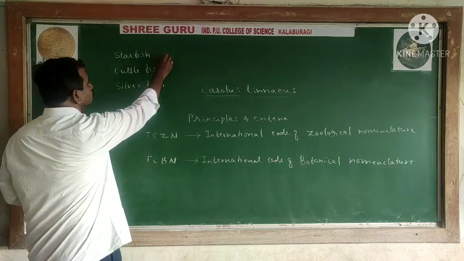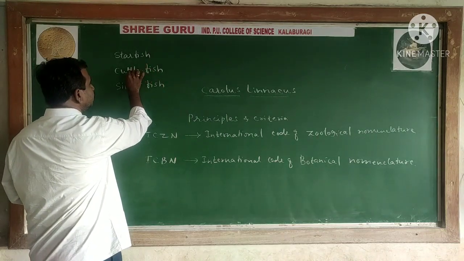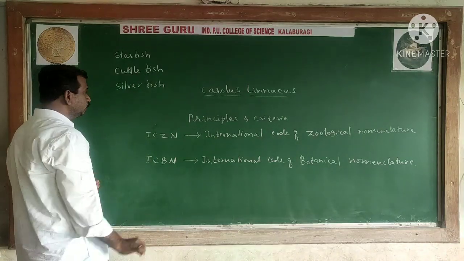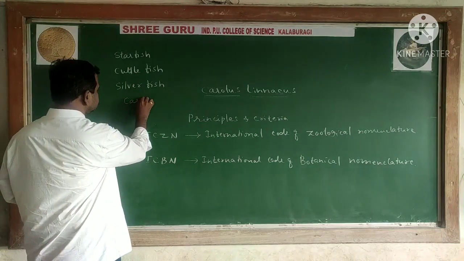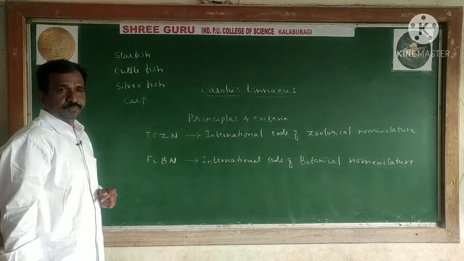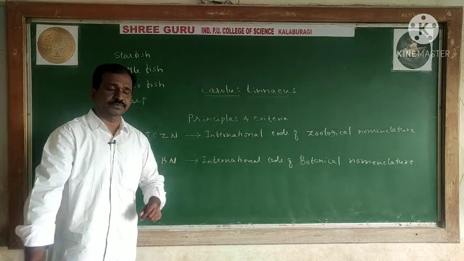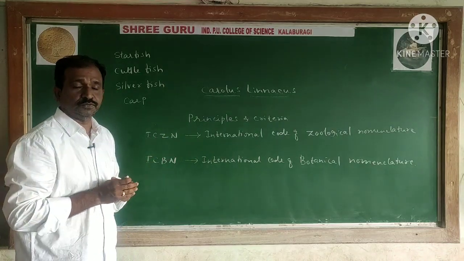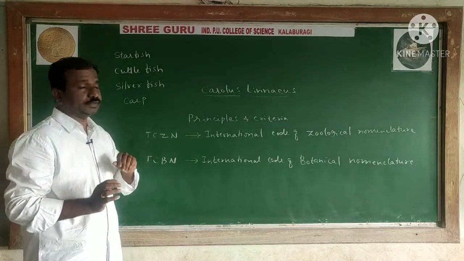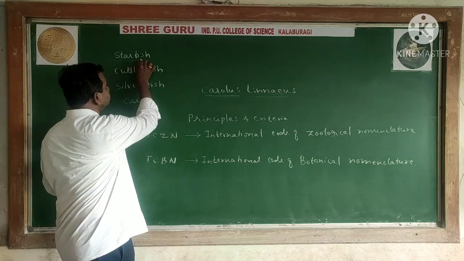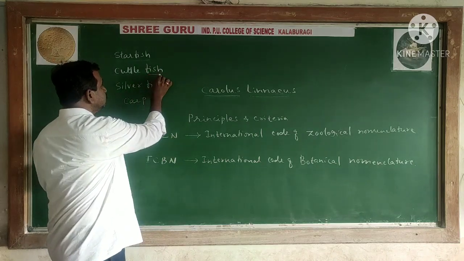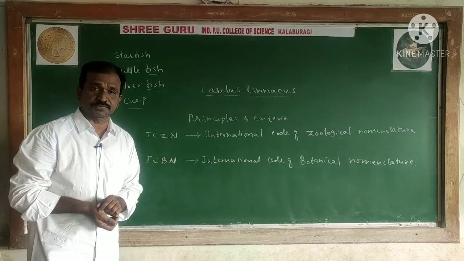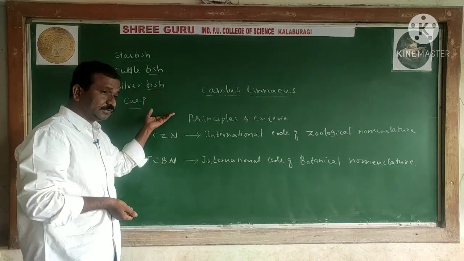So Carolus Linnaeus explained about these things: starfish, cuttlefish, silverfish, then carp. He asked a certain question: among these, which one is a true fish? Now we don't have an answer, because we can call this a fish, this also a fish, this also a fish, this also a fish. Which one is the true fish? All are fishes only, they said.